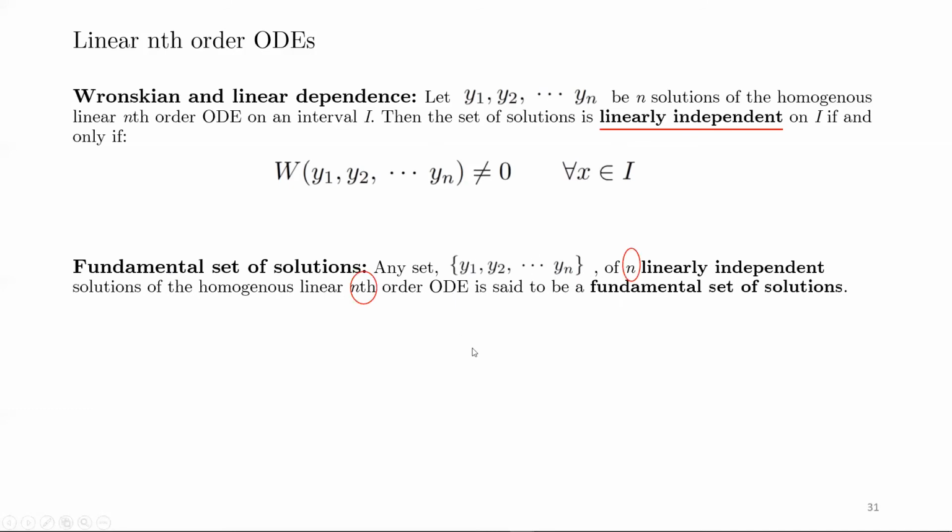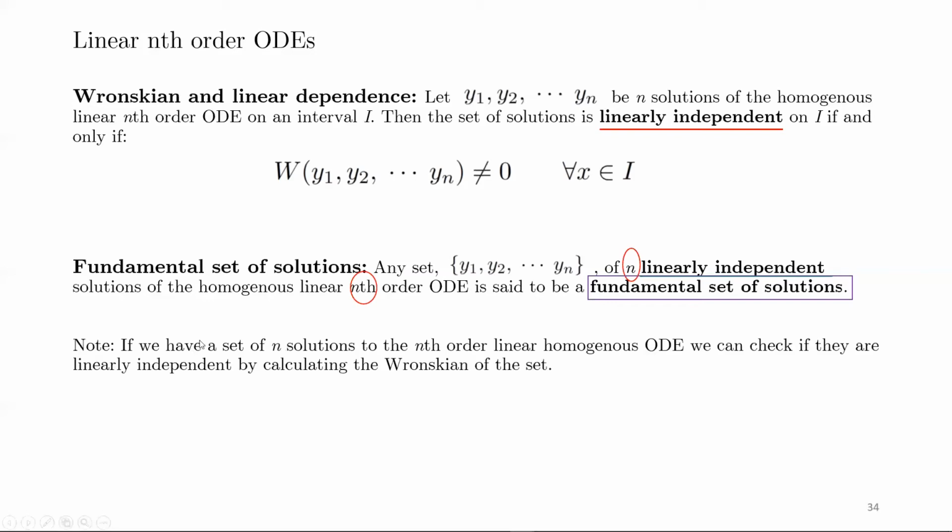Okay, so to get a fundamental set of solutions we need two things. A fundamental set of solutions needs n solutions, and those n solutions need to be linearly independent. If we have n solutions to the nth order ODE and they are linearly independent, then we have what's called a fundamental set of solutions.